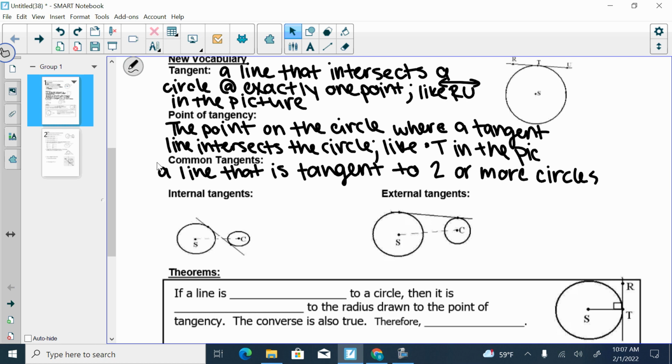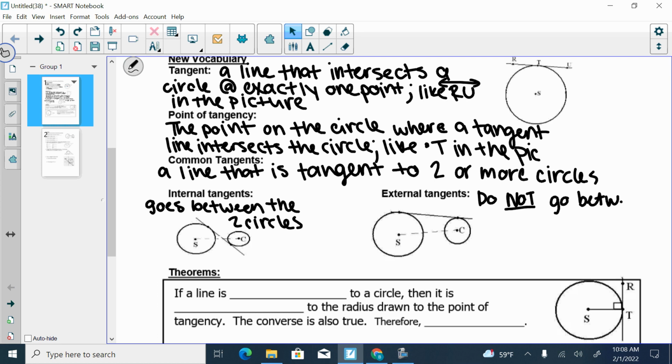Okay? Alright, then within common tangents we have these two types. So the internal tangents are the ones where they're intersecting between these two circles. So your tangent line goes between the two circles. While your external tangents do not go between the circles. So we've got tangent lines and points of tangency. Those tangents could touch more than one circle. And if they do, then they are called common tangents. They touch between the circles, internal, outside, external.